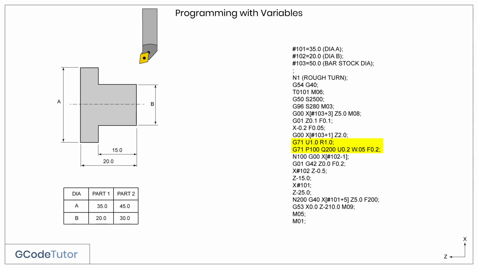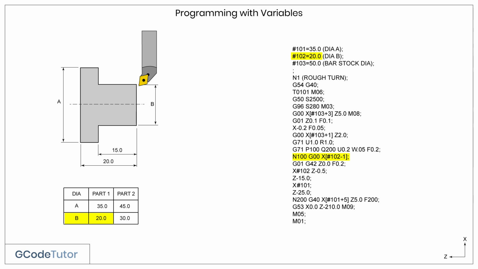These two lines of code here define our roughing cycle that we're using. The P100, Q200 values define our subroutine that follows. When using a roughing subroutine, we only need to program the profile of the part. We don't need to program each individual cut.